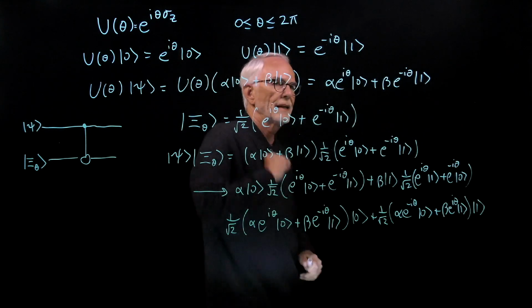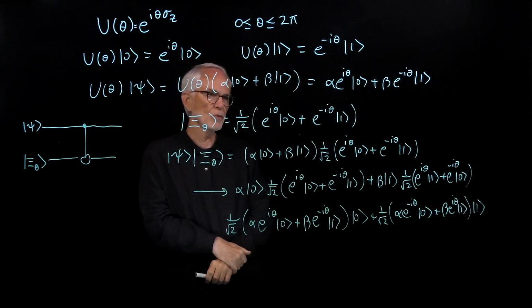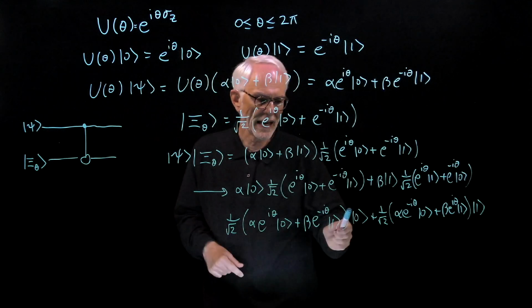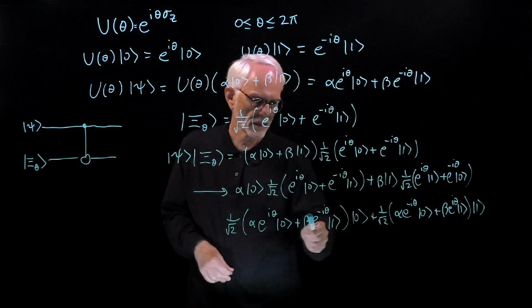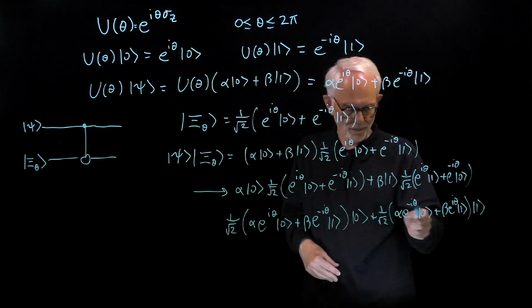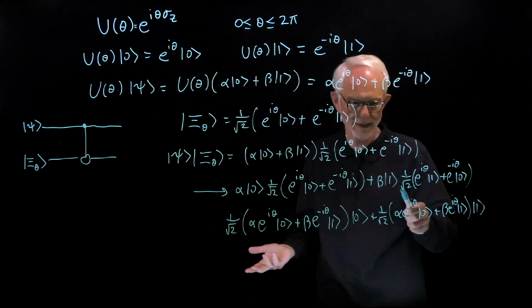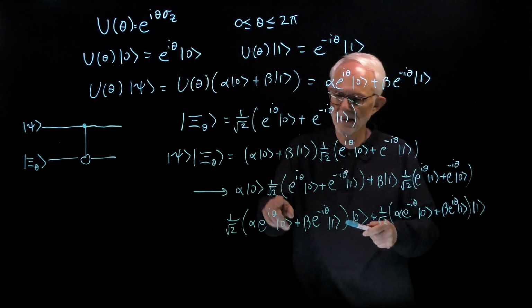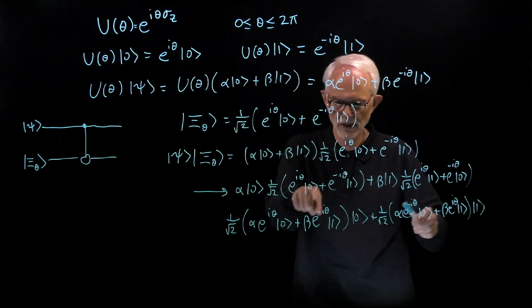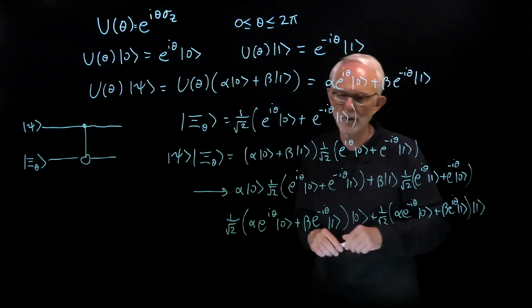This is what we want to get. I want an alpha e to the i theta 0 plus a beta e to the minus i theta 1. That's exactly what I've got here. But I've got this other term, and that gives me something that I don't want. I get alpha times e to the minus i theta instead of plus i theta, and I get a beta times e to the plus i theta instead of a minus i theta. So how do I get rid of this?